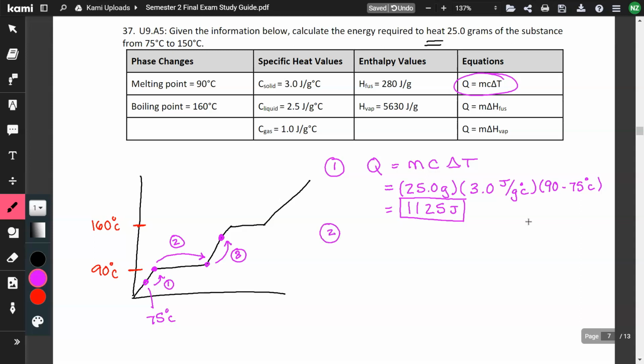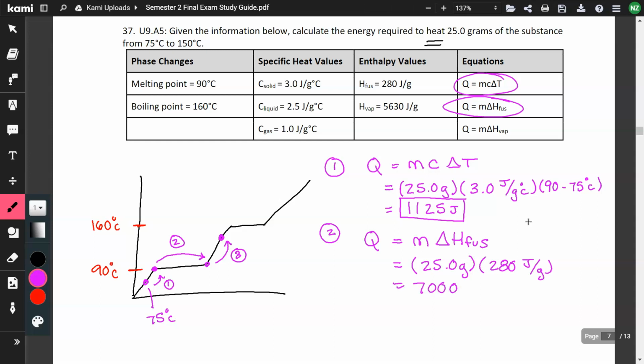Step 2 is a phase change going from solid to liquid. That's going to use the second equation here. There is no temperature change here, so it's just the mass, 25 grams, times delta H fusion, which is 280 joules per gram. And you should get 7,000 joules.